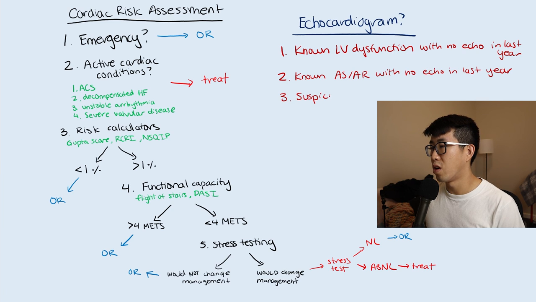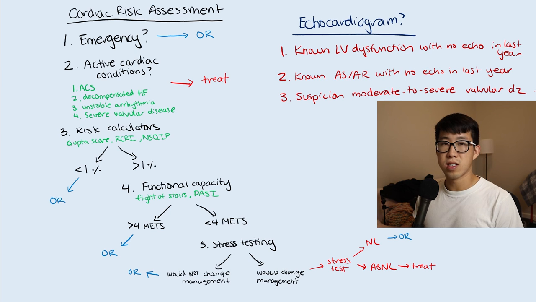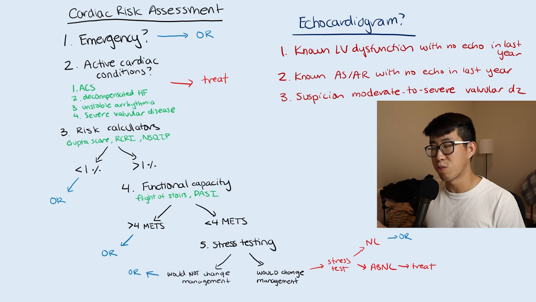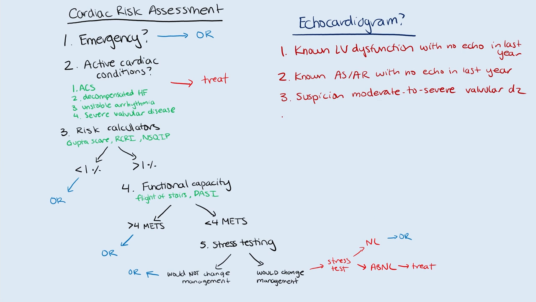Suspicion for moderate to severe valvular stenosis or regurgitation. So this is, for example, if you go see the patient and you listen to their heart and all of a sudden you hear this huge murmur, then this would be an indication to get an echo before the surgery. And finally, the last indication is going to be dyspnea with no clear etiology and no prior echo. So just go down that checklist. If the patient meets any of those criteria, then recommend an echo before they go to surgery. Otherwise, the patient does not need an echo.